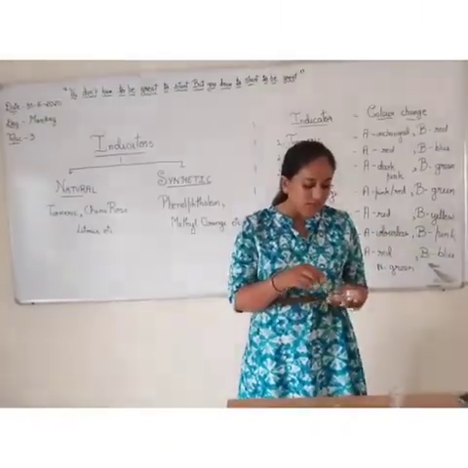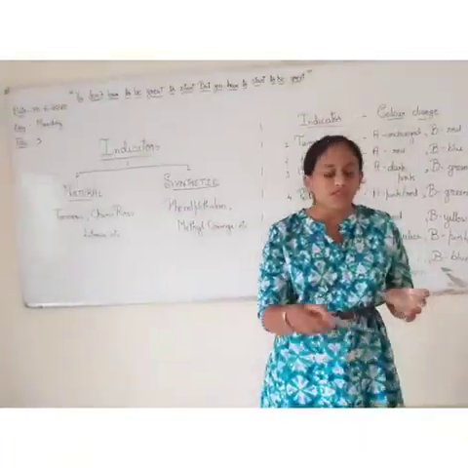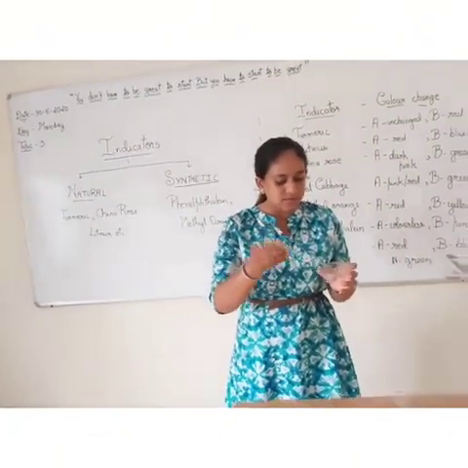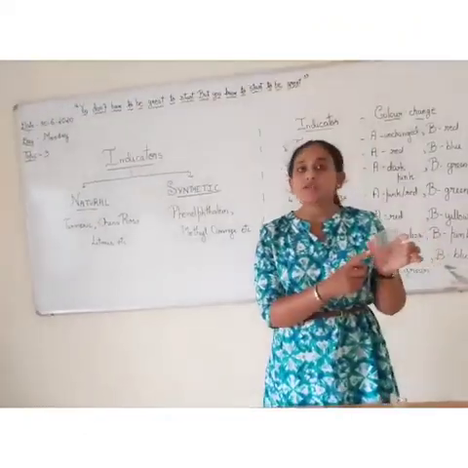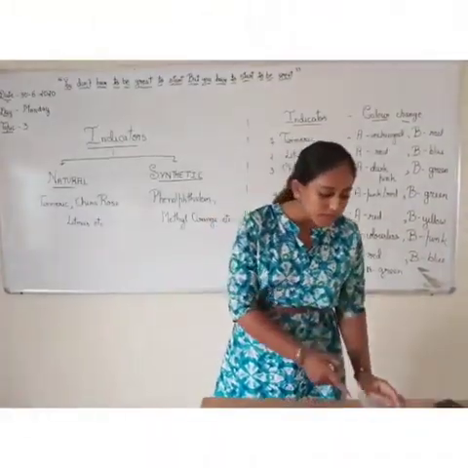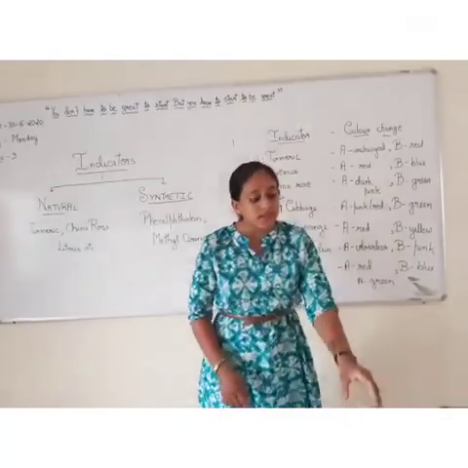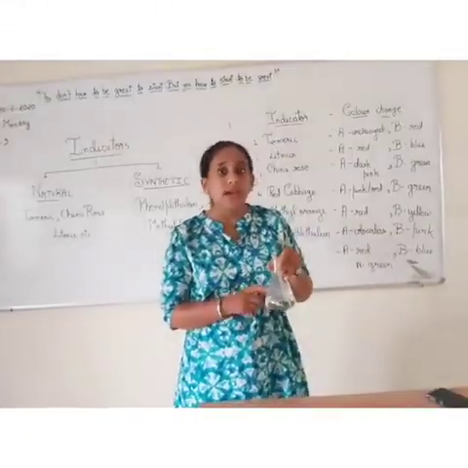Now I am going to take the blue litmus paper and add few drops of acid. As you can see, the color has changed to red. So the blue litmus paper did turn red, which shows that the conical flask is filled with an acid.